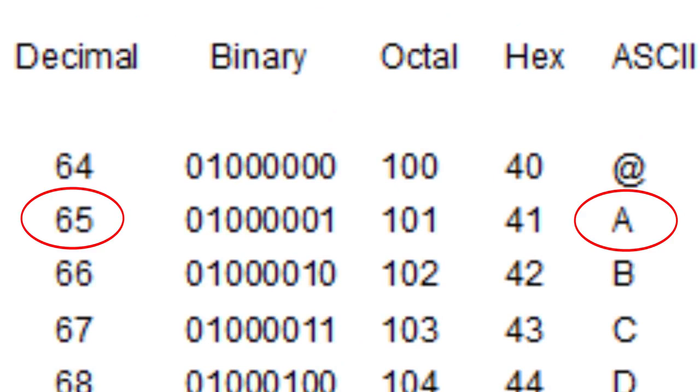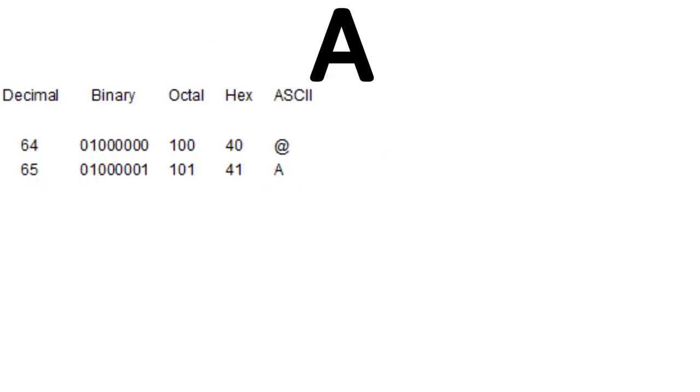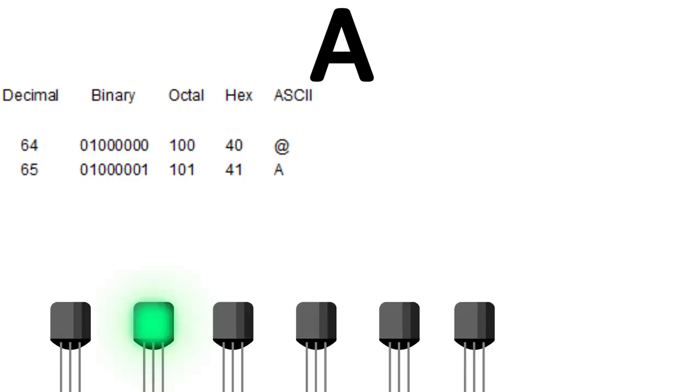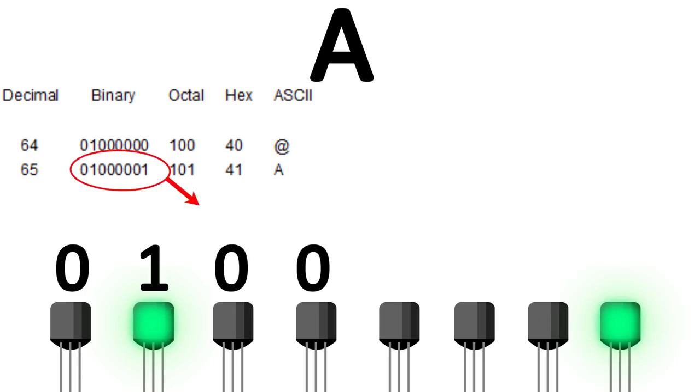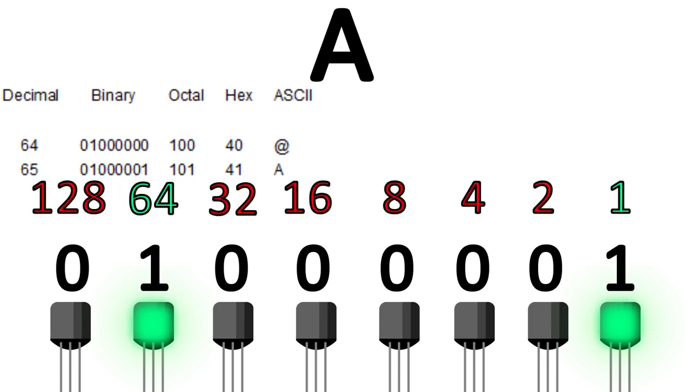Now 65 in base 10 is equal to 1,000,001 in binary. So whenever you type in an uppercase A in a word program, a coding program, or a scripting program or whatever, somewhere there's a little tiny row of 8 transistors arranged in the pattern of off, on, off, off, off, off, off, on, which represents 0, 1, 0, 0, 0, 0, 0, 1 in binary, which is interpreted as 65 in base 10, which is converted by ASCII into an uppercase A.